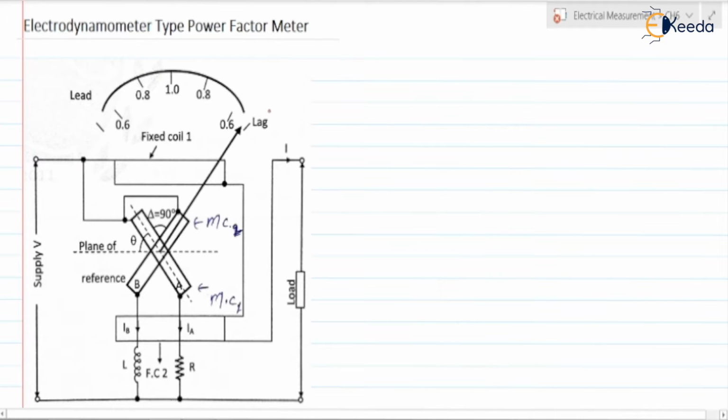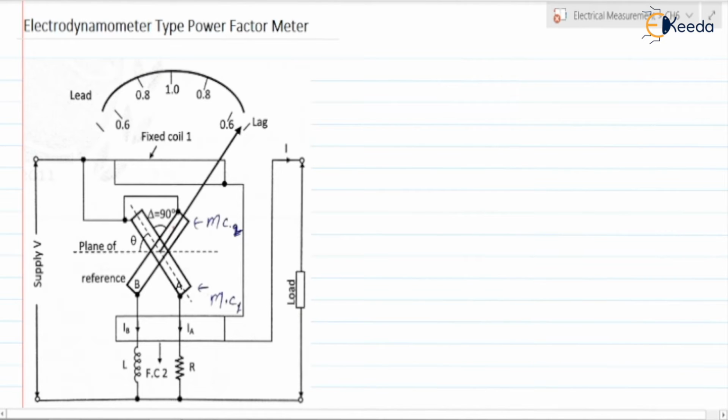The power factor meter is like a watt meter only. They have a current circuit and a pressure circuit. If you recall, in the watt meter also we had a current coil and a pressure coil. The current circuit carries the current whose power factor is to be measured, and the pressure circuit is connected across the circuit whose power factor is to be measured. Generally the pressure circuit is divided into two parts.